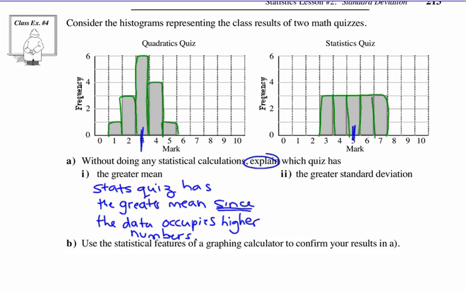How about standard deviation? Remember, standard deviation is your spread from the mean, so how much your data is spread out. In quiz 1, most of your data is very close to your mean. It's very high around the average. Whereas in the stats quiz, it's more spread out. And so a greater standard deviation would be statistics, since the data is more spread out.